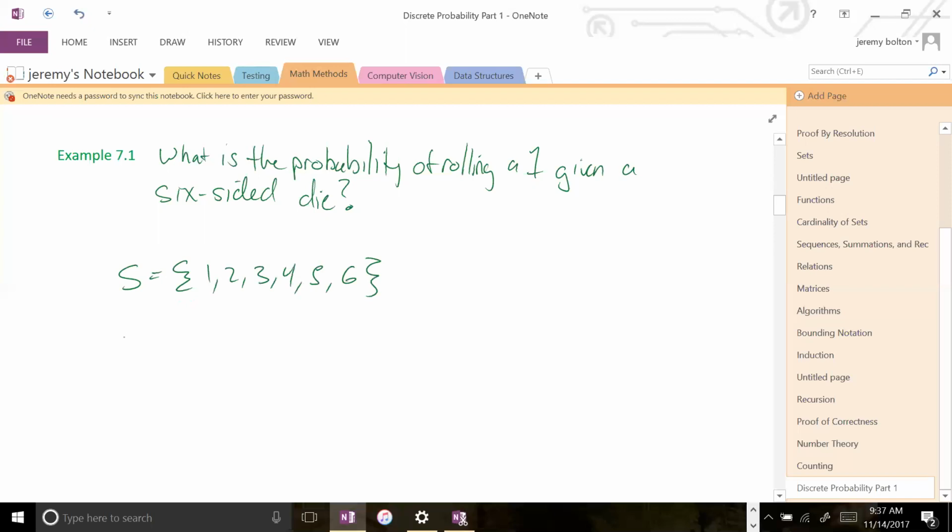Right. So in this example, what is our event under consideration? Right. Rolling a 1. This is what we're concerned with. What is the probability of rolling a 1, given our 6-sided die? Right. An event is simply a subset of our sample space. So the event here is simply the set that contains 1.